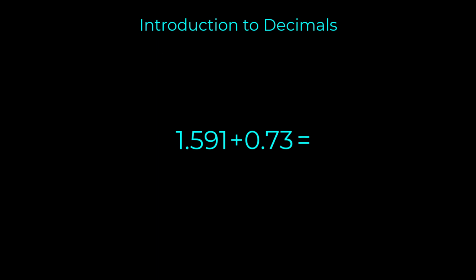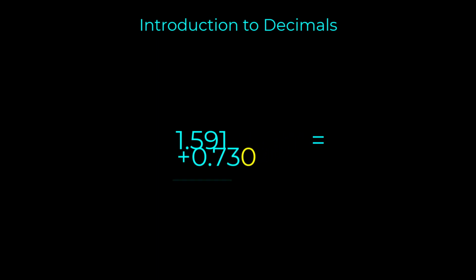Let's go through this problem. First, notice that we have 3 places to the right of the decimal point in the first number. For the second number, we have only 2. Let's write the second number with 3 decimal places. We do that by simply adding a 0 onto the end of the number. Our math problem is now 1.591 plus 0.730.